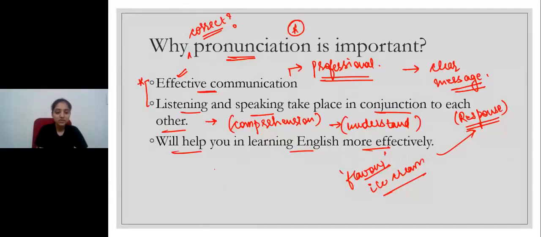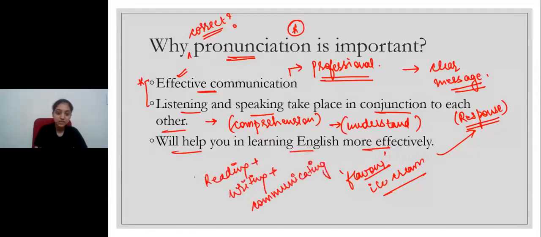So there are a few elements of learning English. Those elements are reading, writing, and communicating. Reading, writing, and communicating in the English language. So these are the elements that we need to focus on, the elements on which we are trying to gain proficiency, on which we are trying to gain mastery.